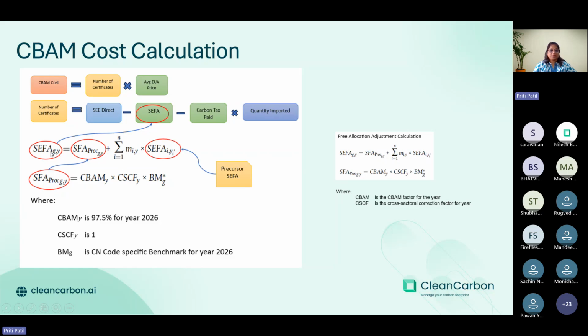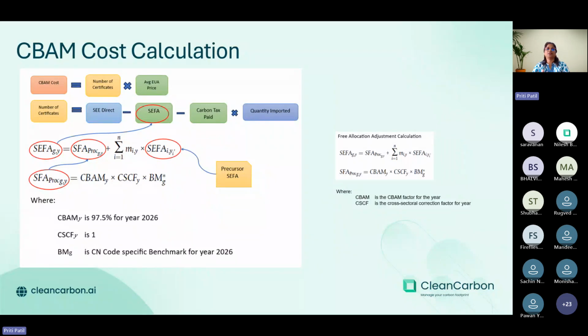So SEFA is like this. See this top formula, SEFA GY. How to read this? It is the SEFA for this good G for year Y. So everything is based upon Y. Year is very important. The year is the reporting period. For us right now, it is 2026, because the benchmarks, default values, and these other factors are year specific. Whatever benefit of free allocations manufacturers or importers are getting is specific to that year.